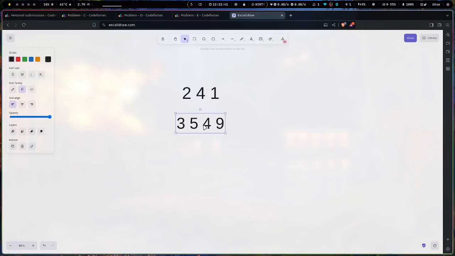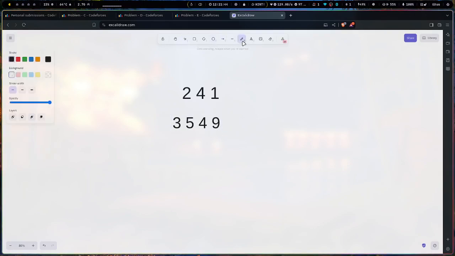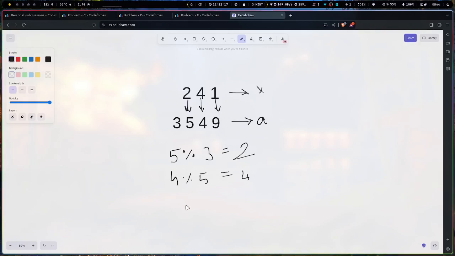So this is xi, this is a. Now here is 5. So xi should be equal to what? 5 mod 3, which is 2. This should be equal to what? 4 mod 5, which is 4. This should be equal to what? 9 mod 4.